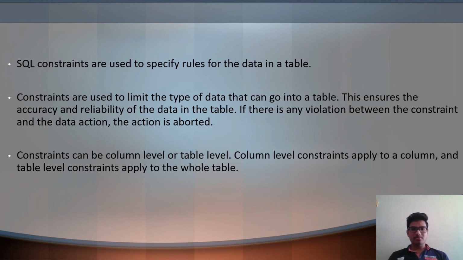Constraints can be of two types, column level or table level. Column level constraints apply to a particular column, and in table level, the constraint is applied to the whole table.